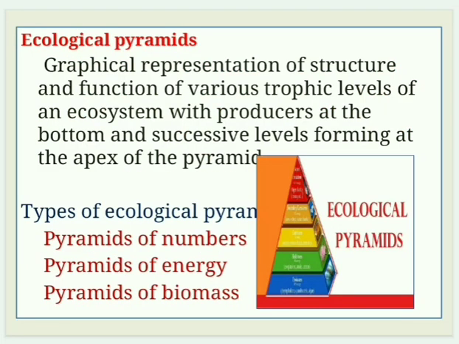Now coming to ecological pyramids. Ecological pyramids are the graphical representation of the structure and function of the various trophic levels of an ecosystem, with producers at the bottom and successive levels forming up to the apex of the pyramid. The base will be producers, then primary consumers, secondary consumers, and at the top tertiary consumers. A pyramid shape, more or less a triangle, is known as an ecological pyramid.